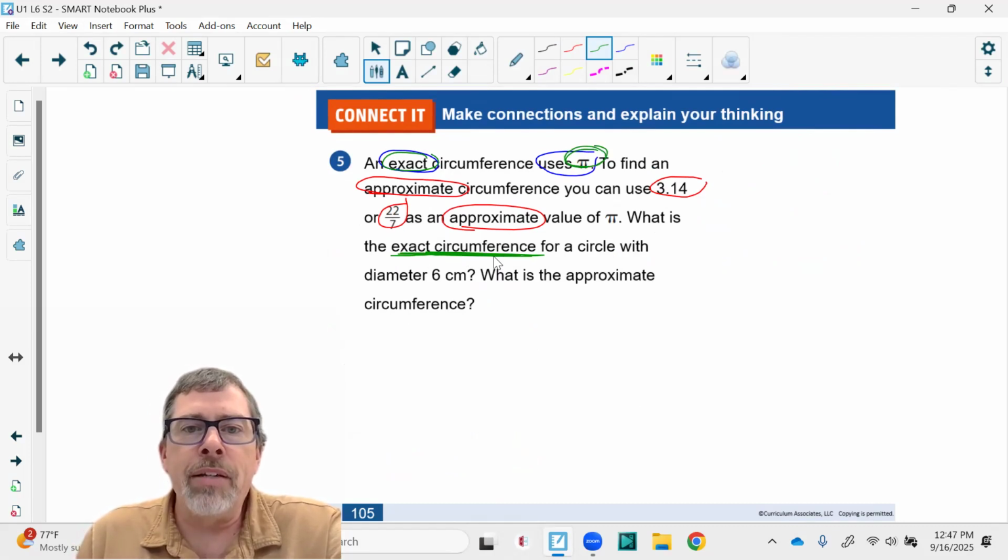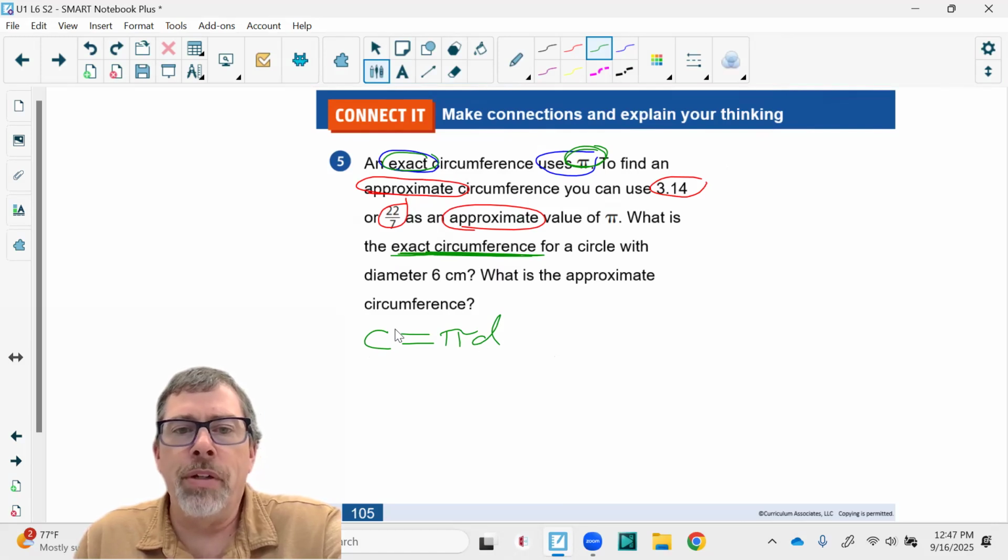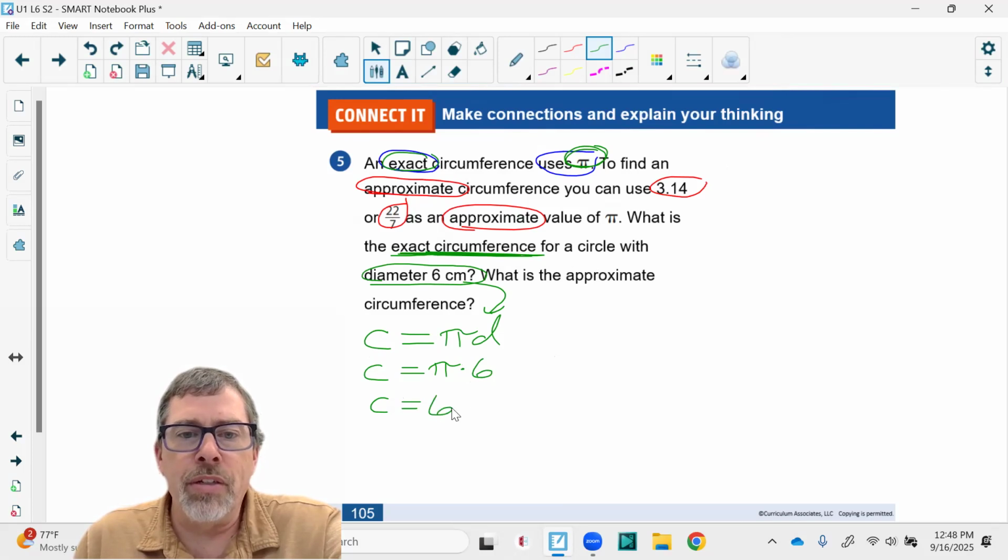What is the exact circumference for a circle with a diameter of 6 cm? So you say C equals pi D. Okay, write the formula. Step one, always write a formula. C equals pi D. Now substitute the givens for a circle with a diameter of 6. That's our D. So C equals pi times 6. To simplify that, you'd put the 6 first, and it's simply 6 pi.